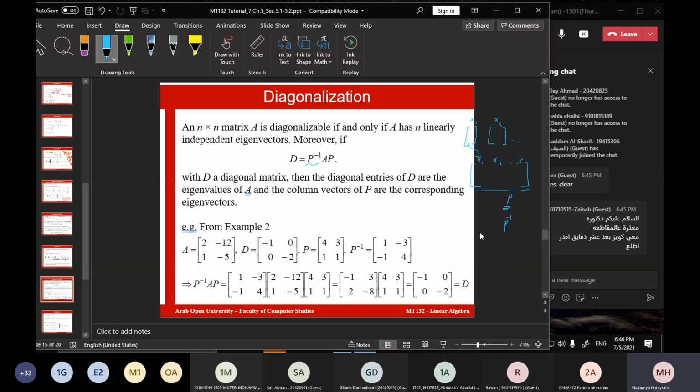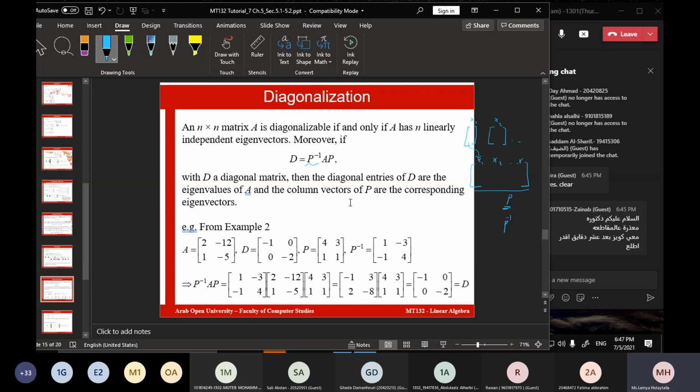If I want to get D that is similar to the matrix A, I need to find the P and the P inverse. How to get the P? Just find the eigenvalues of A and from them calculate the eigenvectors. Put them as the columns of the matrix, the eigenvectors, here matrix P. Here, there is an example, not this only.